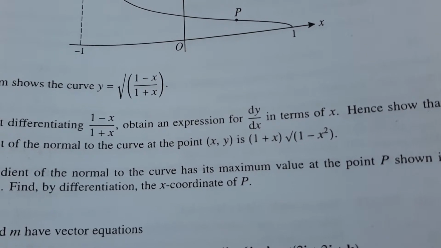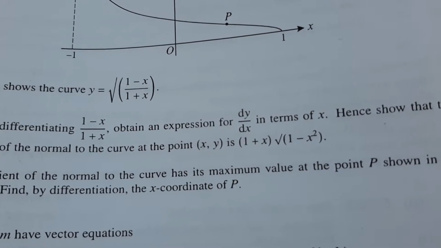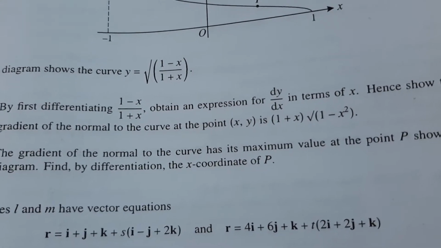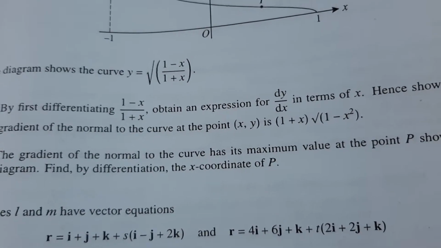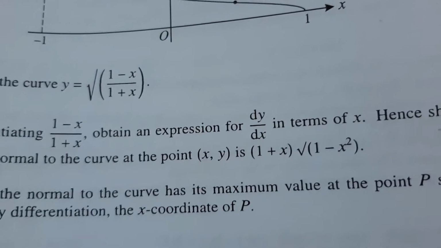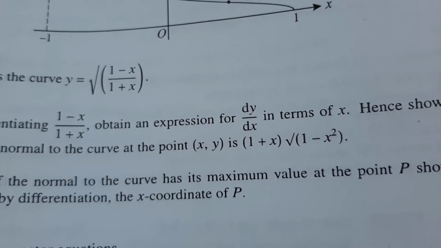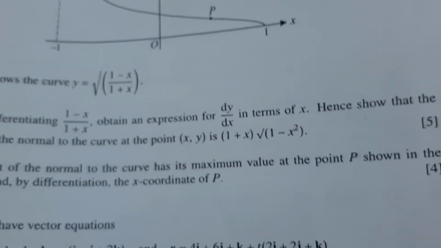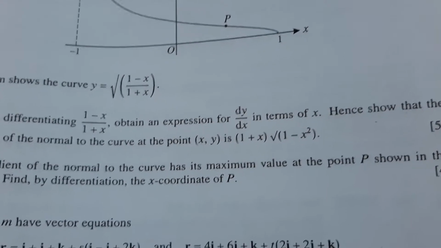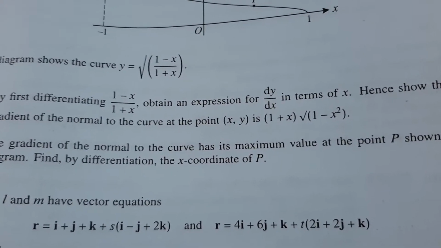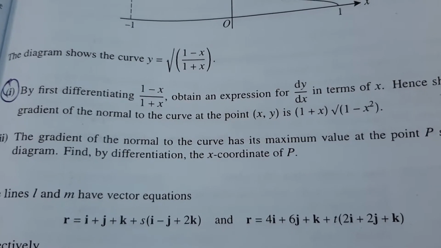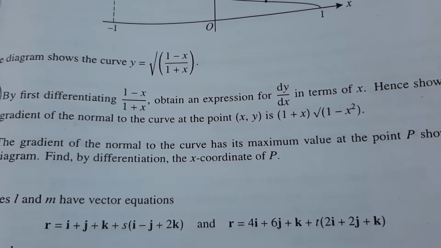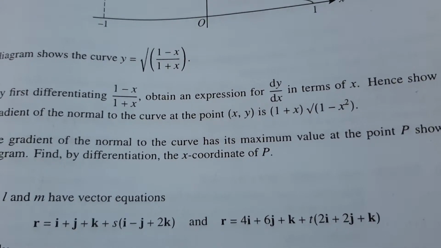You have to show that the normal to the curve at the point with coordinates x, y is this. The second part of the question says to find the gradient of the normal, which you will find out. The gradient of this normal has its maximum value at the point P. Point P was shown in the diagram as a visual image, and you have to find the x coordinate of this point P.